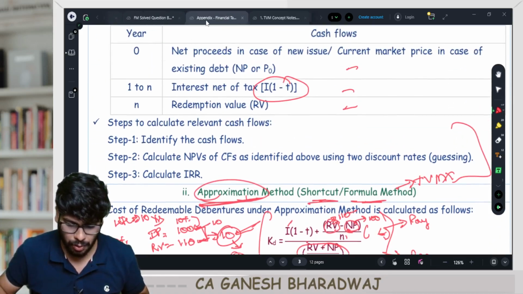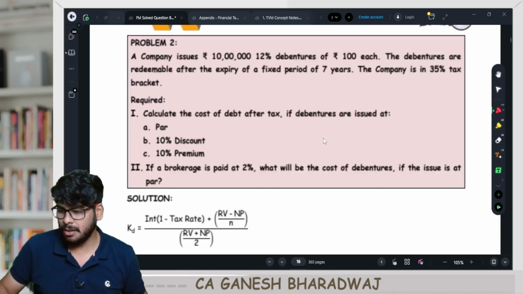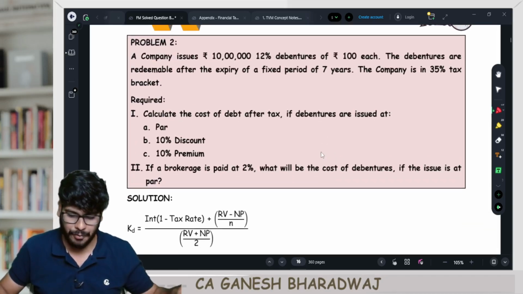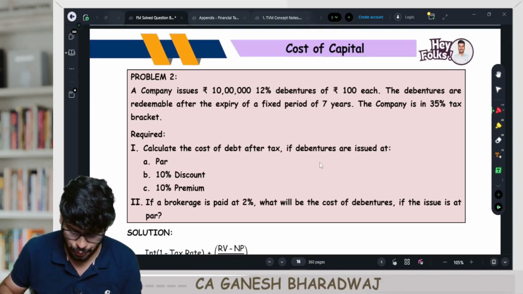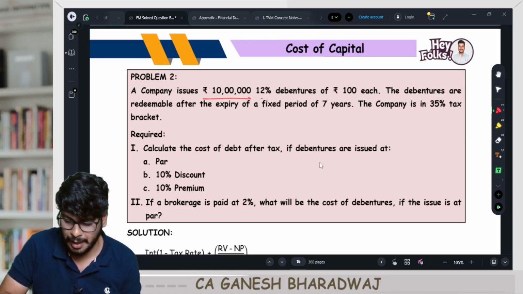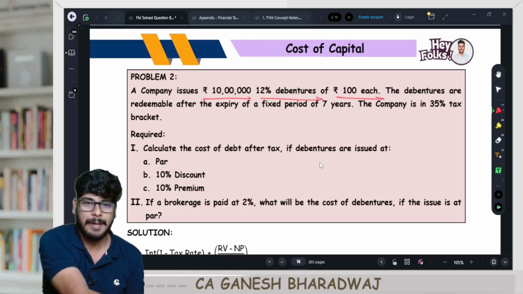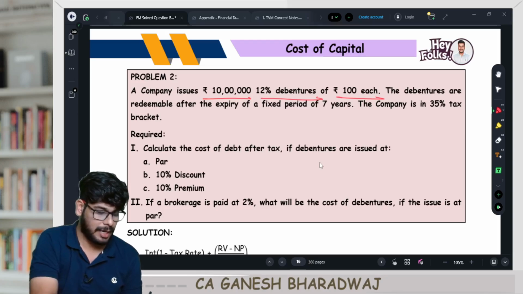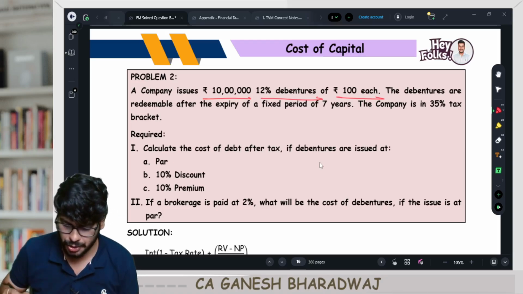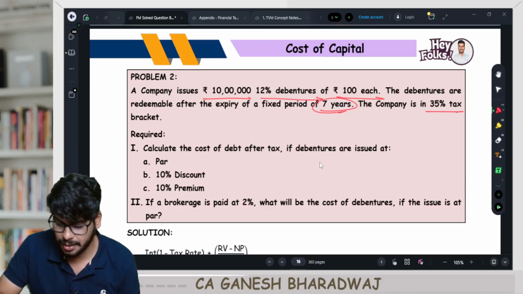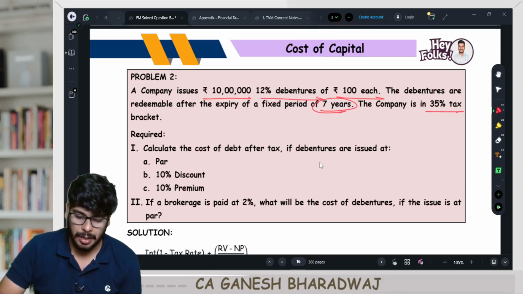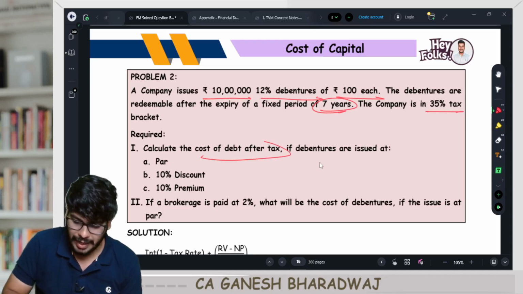Okay, now let's go and do the sum, guys. Quickly. Now it's going to be very simple. It's a cakewalk for you. Question number 2, guys. A company issues 10 lakh rupees worth of 12% debentures of rupees 100 each. Which means how many debentures have been issued? 10 lakh divided by 100 is going to be 10,000 debentures. The debentures are redeemable after the expiry of a fixed period of 7 years and the company is in a 35% tax bracket. Required number 1, calculate the cost of debt after tax.